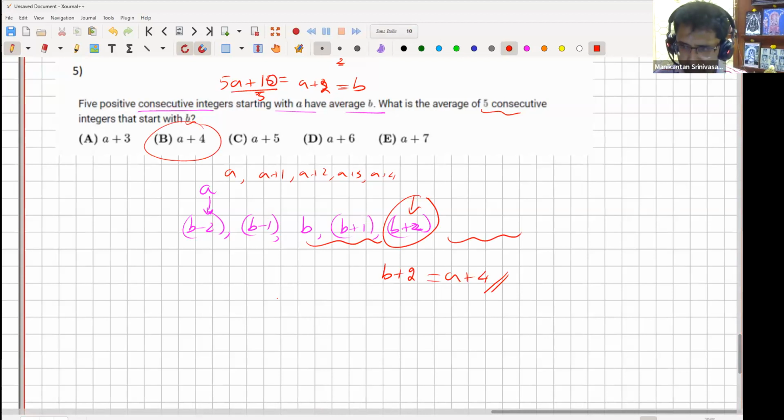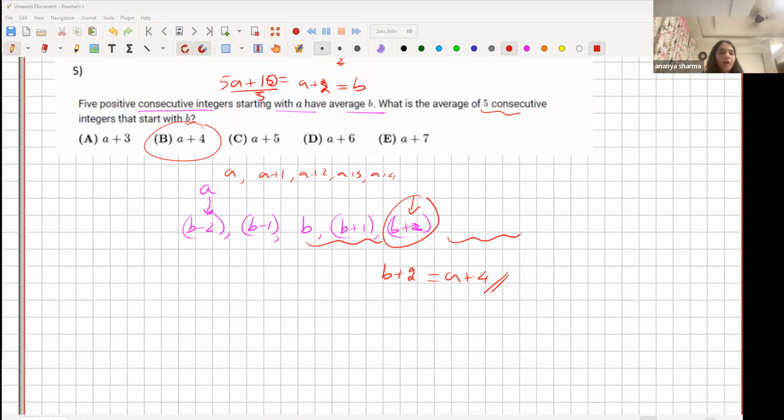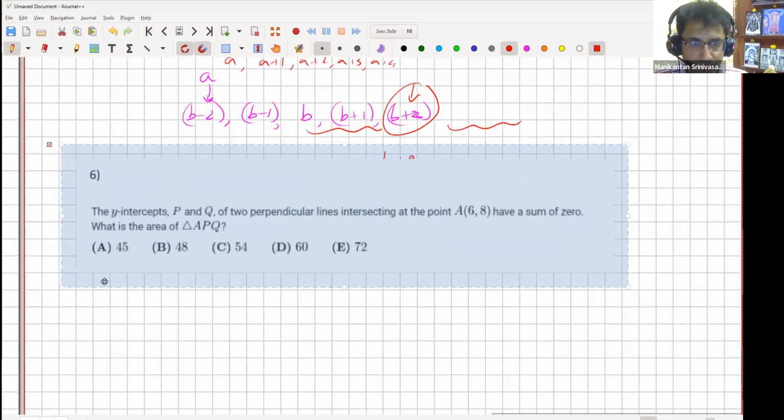Easy question. Okay, Ananya, makes sense? Hope you got this one. Or did you do it yourself, or you got this now? No, I got it now. I wasn't sure how to find the relation between A and B. Okay, all right. Maybe this is the last question for the day.